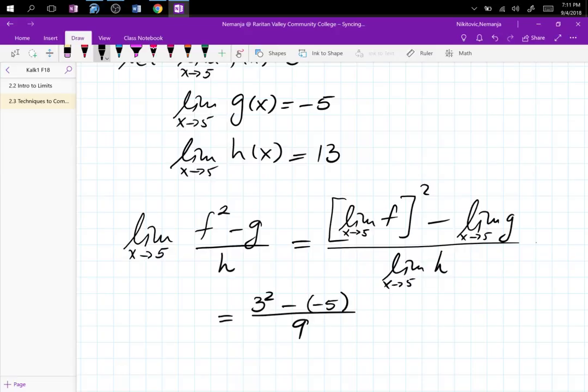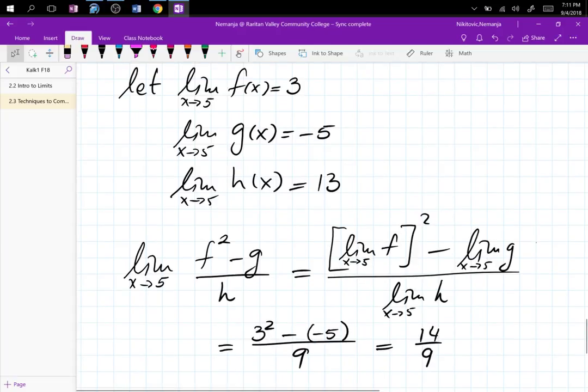Divided by 9. 14/9. And we're done. All I did is I swapped the entire blocks. It's 14/9, right? Oh, I plugged in the wrong number. Is it cool now?